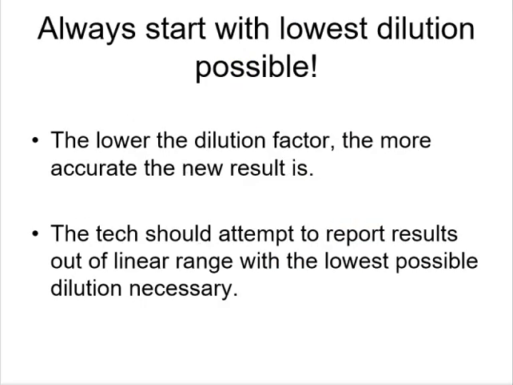When you're trying to determine what dilution to use for a sample, always start with the lowest dilution possible. The lower the dilution factor, the more accurate the results are going to be. So for example, if you're a tech, and you can get by with making a 1 to 3 dilution versus making a 1 to 10 dilution, make the 1 to 3 dilution. Because if you make a 1 to 10 dilution, then your sample is just going to be less and less concentrated, and thus your results are going to be less accurate.